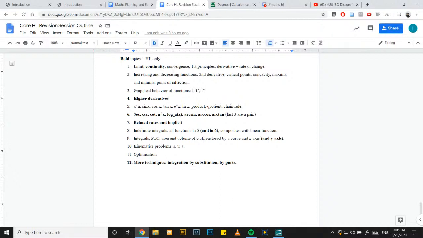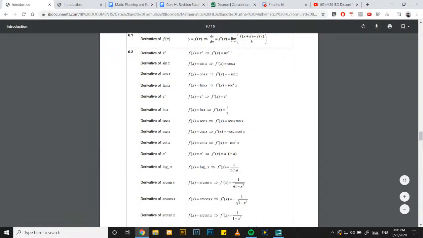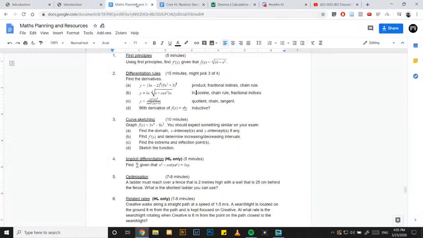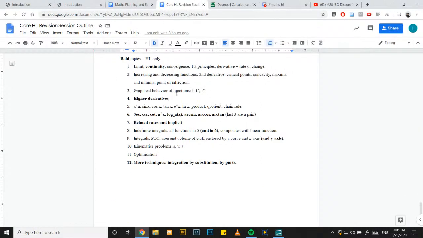For HL, you need to know a lot more. But again, they're all in the formula booklet, so you don't need to memorize any of these things. Eventually, everything will be in your formula booklet for the derivatives. Sometimes you'll have to be a little creative with the derivatives, like you might get something like sine squared x, and you might think that sine squared x is in the formula booklet, but it's not. And you should be able to use the chain rule for something like sine squared x.